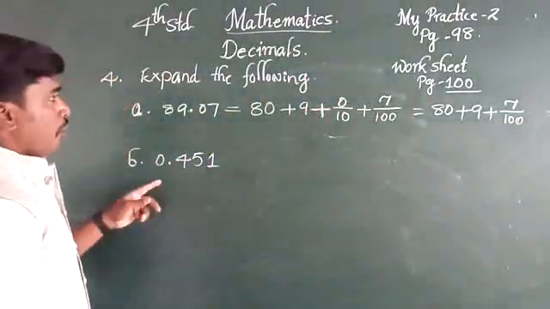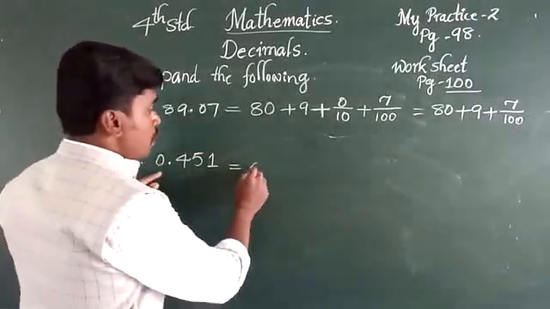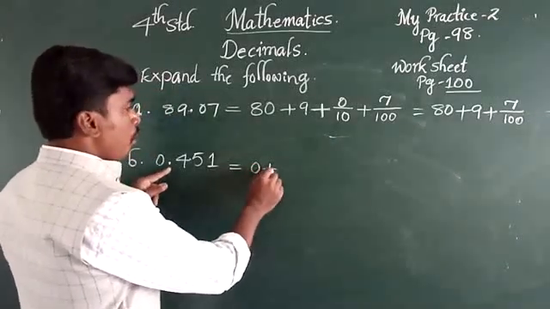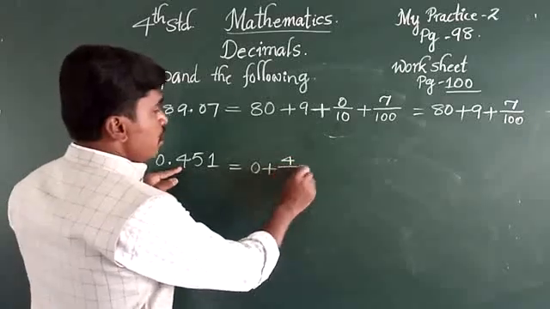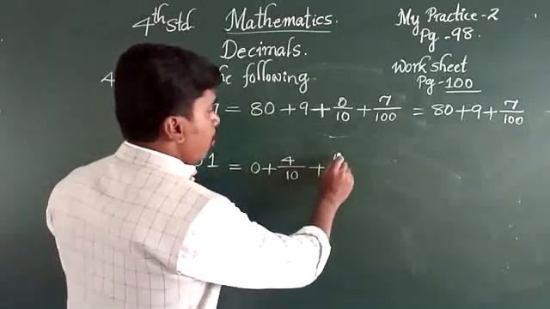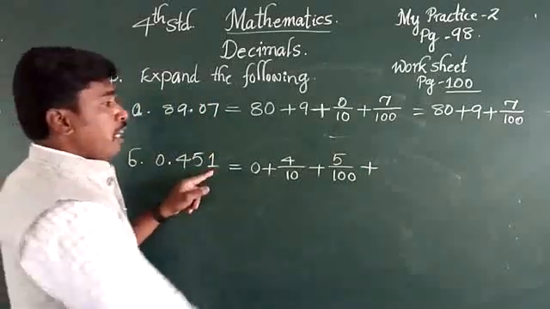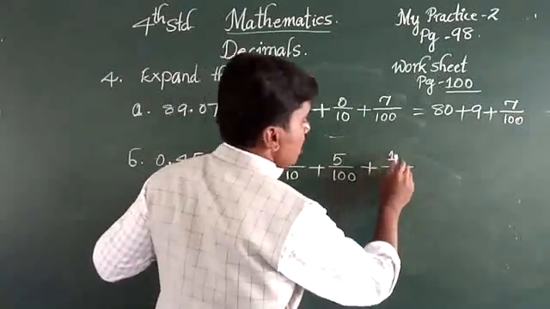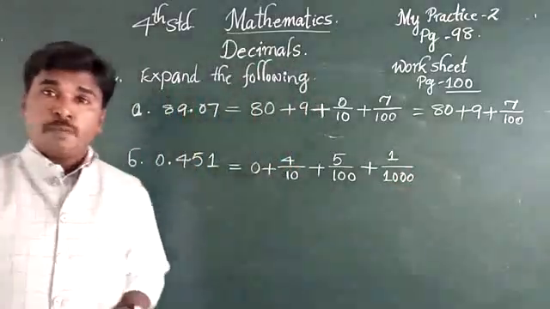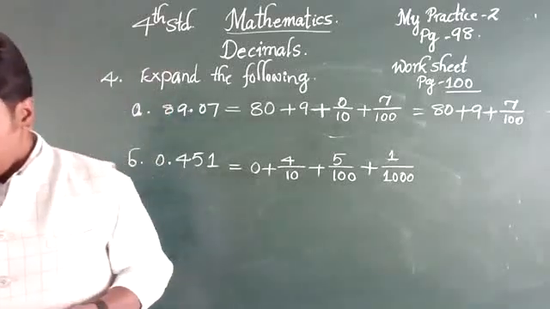See the second one. Second one also very simple. The whole number part is 0. 0 plus 4. 4 is in 10th place, 4 by 10 plus 5 is in 100 place. It is 5 by 100. Again plus 1 is in 1000 place. So it is 1 by 1000. So in this way you expand the decimals. So you can do the remaining questions.